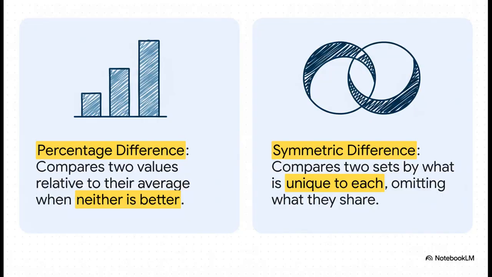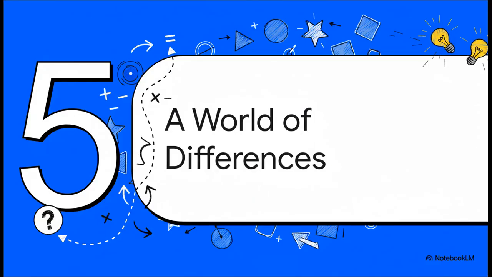And you see this everywhere. There's percentage difference for comparing values when you don't have a single correct answer. There's the symmetric difference we just saw for comparing entire collections. In every single case, it's the same fundamental idea, just wearing a different hat. Measuring a gap, making a comparison, finding the difference. So let's just pause for a second and look back at how far we've come. It's kind of wild when you think about it. And it all started with that one super simple question.